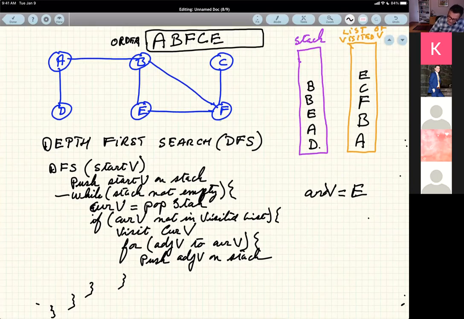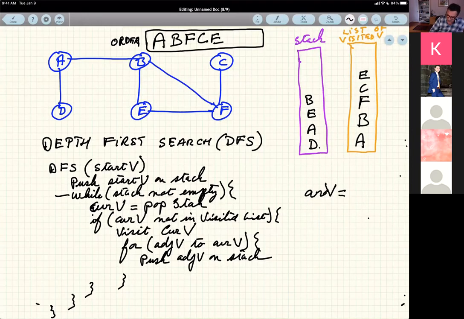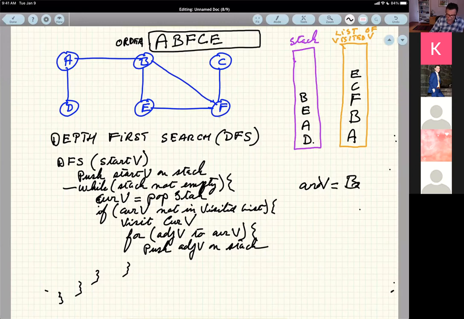My current vertex is F. Has F been visited? Yes, it has. F has been visited, so there's nothing to do in here. Pop the next vertex from here. B. Has B been visited? Yep, B has been visited. There's nothing to do over here. Pop the next one. It's B again. It's been visited. Nothing to do over here. Pop the next one. E.